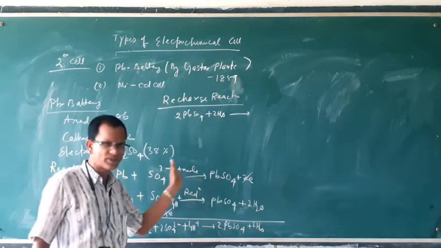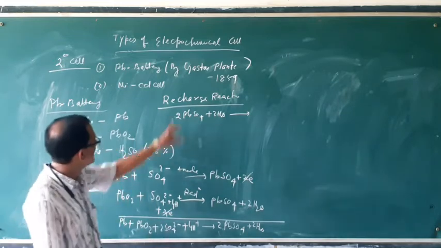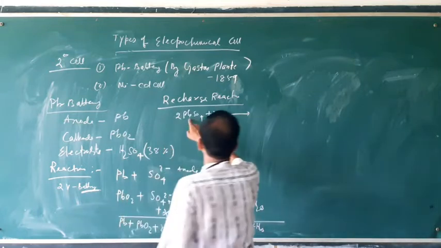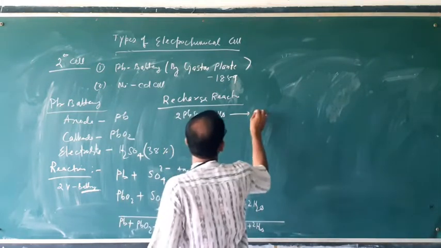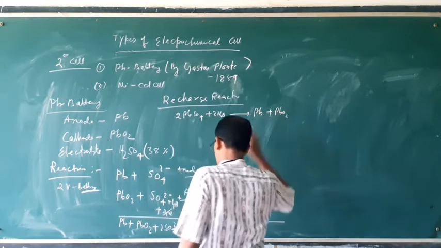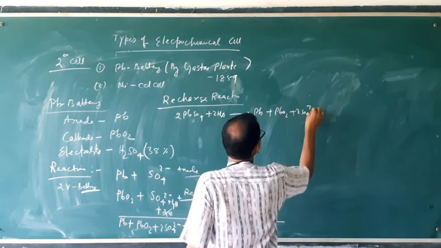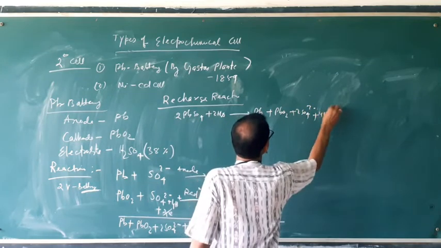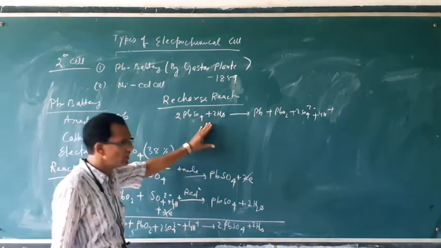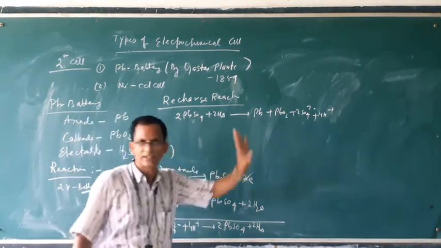Discharging results due to the formation of voltage. It produces electrons. Recharging also requires electricity. With the help of electricity, it decomposes again to PbO plus PbO2 plus 2SO4 minus plus 4H plus. Same, just opposite. This is recharge. When the battery is recharged, this reaction takes place.